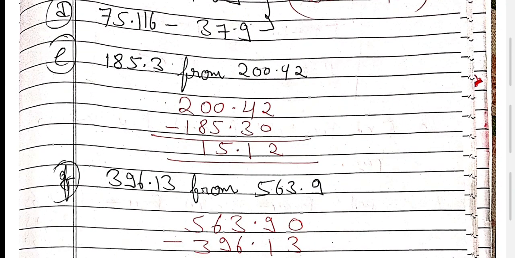Now come on E part. 185.3 and 200.42. So it is unlike, so just increase 0 and make them like fractions first. They have 2 decimal places, they have 1 decimal place, so increase 0. Now it becomes 2 decimal places. Now always remember, the from part you always put first. So you have to write here 242 and 153.30. Now just subtract: 2 minus 0, 0; 4 minus 3, 1; 10 minus 5, 5, it becomes 9; 9 minus 8, 1; and 1 minus 1, 0, so we can write 0. So your answer is 15.12.